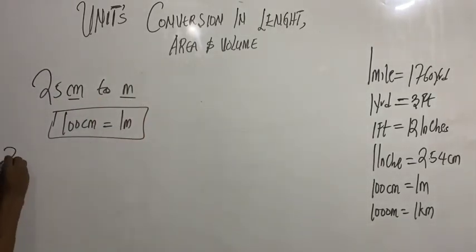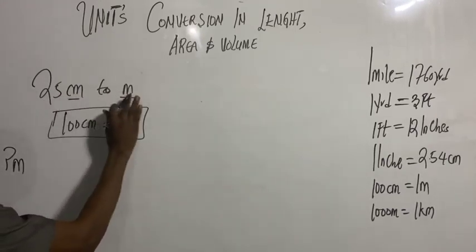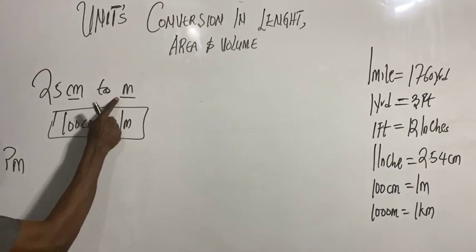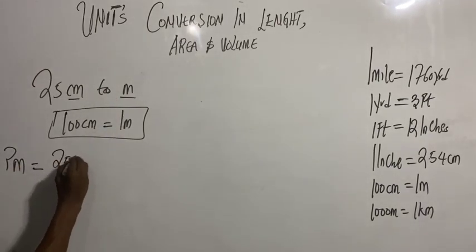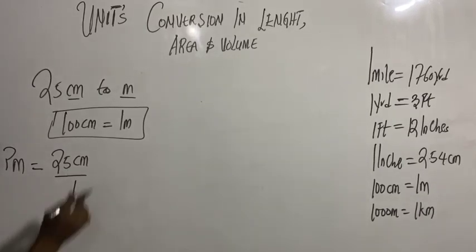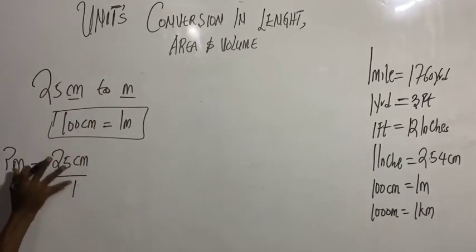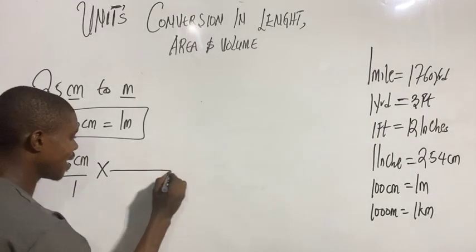So it will be a question mark. I want to express this in a mathematical statement. So, question mark meter equals what? I'm converting 25 centimeter. So I'm going to put it over 1, times, and now I'll put a division sign here.